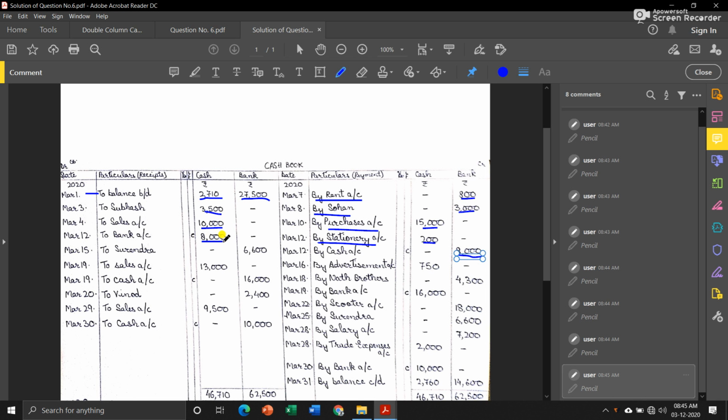Now for recording in particulars, you have to think about the journal entry. What will be the journal entry for this transaction? It will be cash account debited to bank account, so "To bank account" here and "By cash account" on the credit side. Now to point out that this transaction is a contra entry, we will record C in front of both sides of the transaction to mention that it is a contra entry.